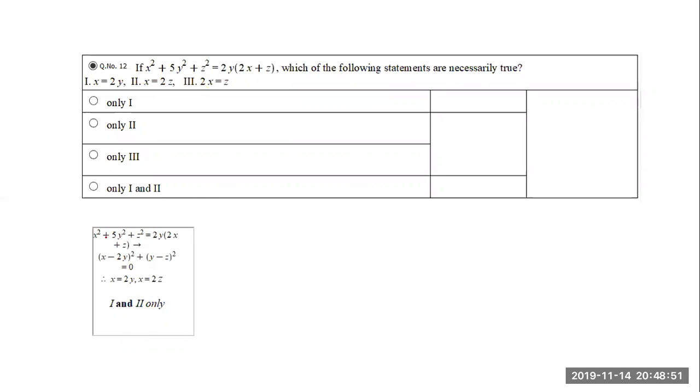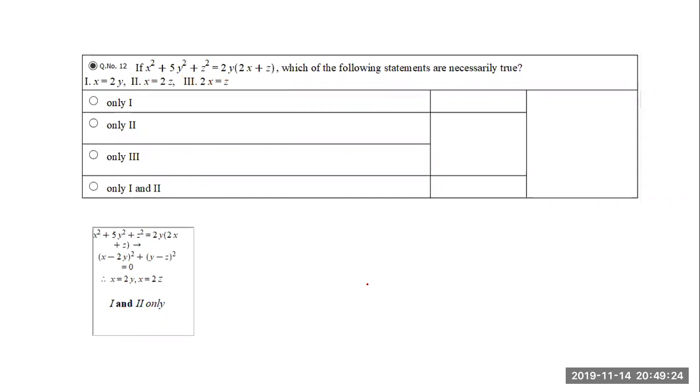We will see here, this becomes x minus 2y whole squared plus y minus z whole squared. So what is the solution? x is equal to 2y or y is equal to z. So x is equal to 2y is there. What do you mean by y is equal to z? When y is equal to z, x is equal to 2z. When you substitute, therefore x is equal to 2y and x is equal to 2z are the only two answers. x is equal to z by 2 does not come because x is equal to 2z. Therefore, 1 and 2 only. Answer is correct.